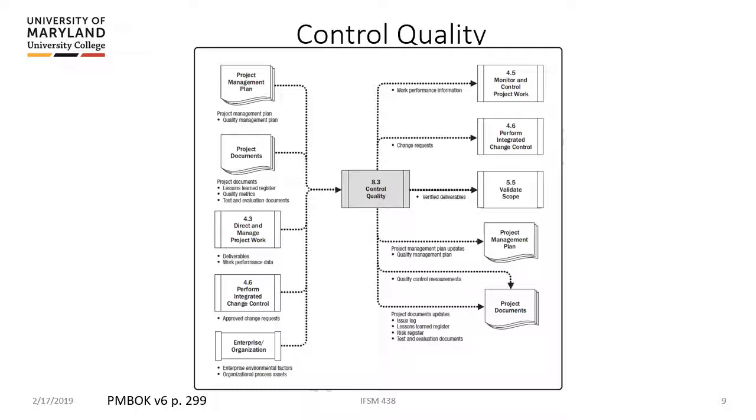Controlling quality is the flip side of that. It's making sure, if you take a look here, that your deliverables meet the scope. So managing quality is about your processes, and controlling quality is about the end state and making sure it meets the scope that we laid out earlier in the project.